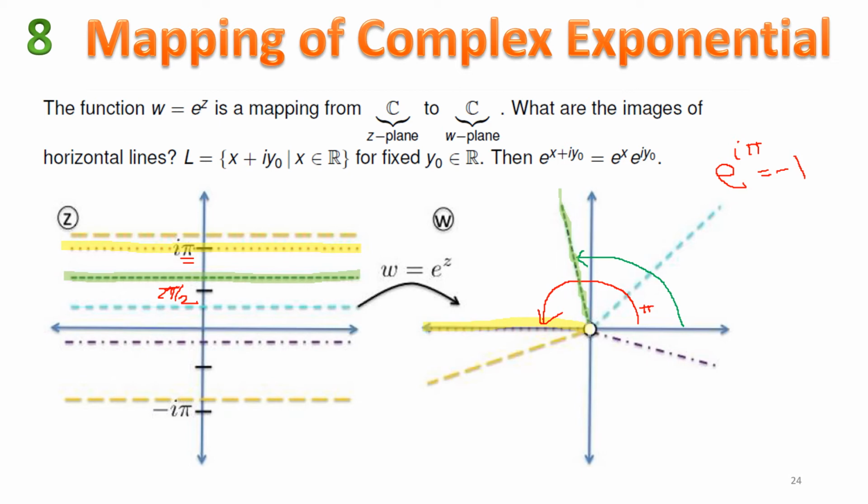So let us look at this line, which is at distance around pi by 4. So this pi by 4 line, you can locate that it is this line. Similarly, let us look at another line, which is say yellow in color. So this is the line a little above pi.